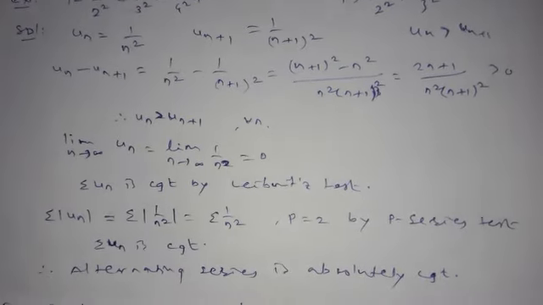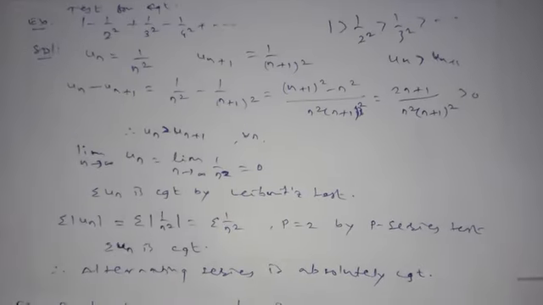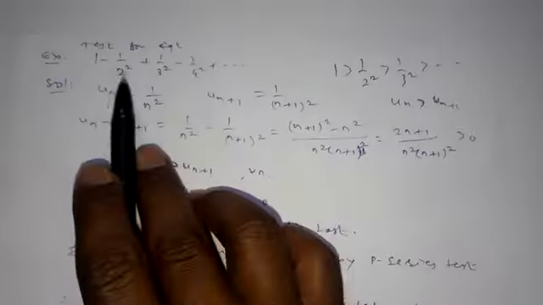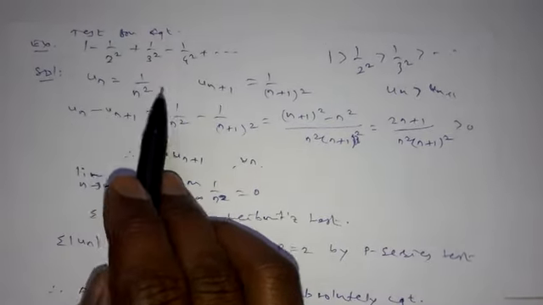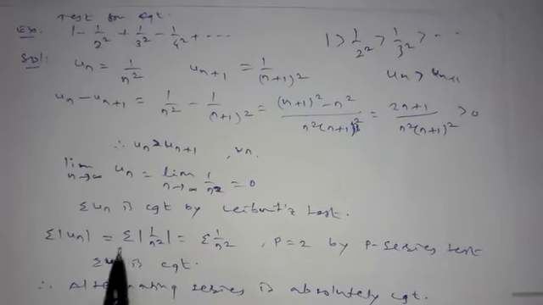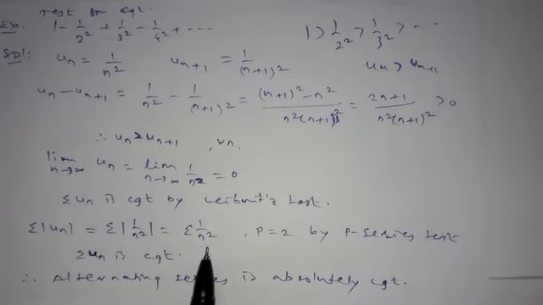Now the second question may be asked here: test for absolute convergence. For absolute convergence, what do I require? Just mod un. Mod un means all positive terms. So just take modulus of this un, mod un. Un is 1 upon n square, so here take mod un: series 1 upon n square.